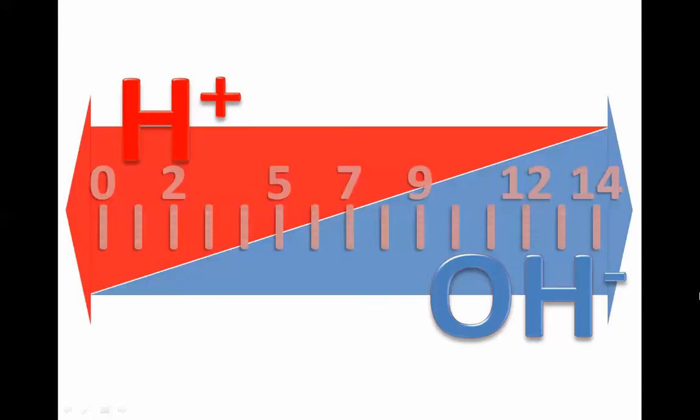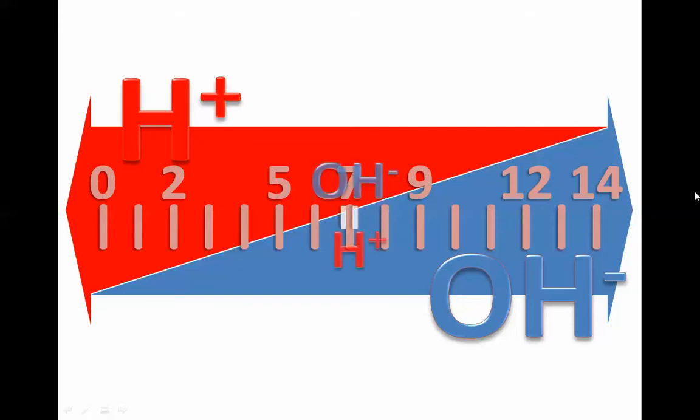The H plus, that's what an acid is. The OH minus, that's what a base is. So when I look at the pH scale, it goes from 0 to 14, with the middle or neutral being 7. And that 7 is when the concentration of OH minus is equal to the concentration of H plus. And we're neutral. We're not acidic or basic.